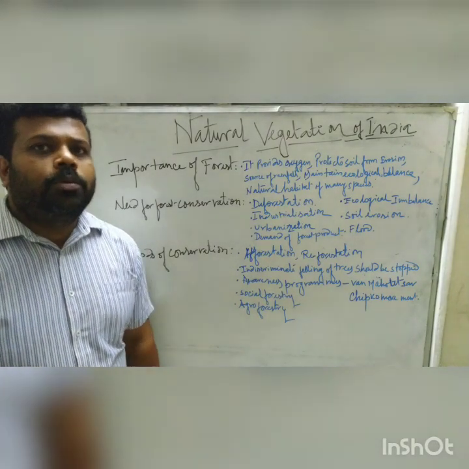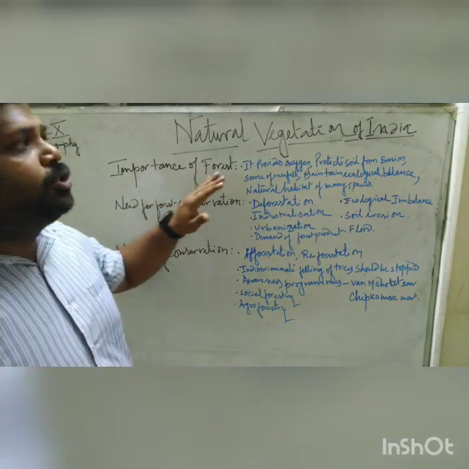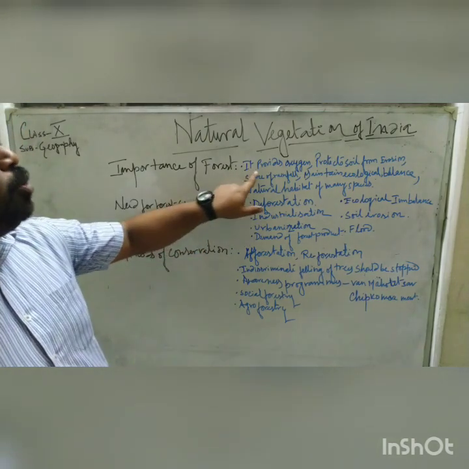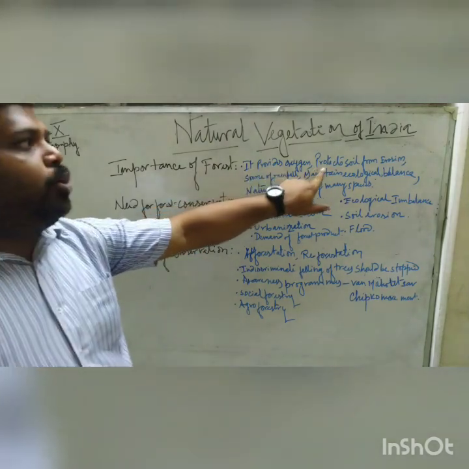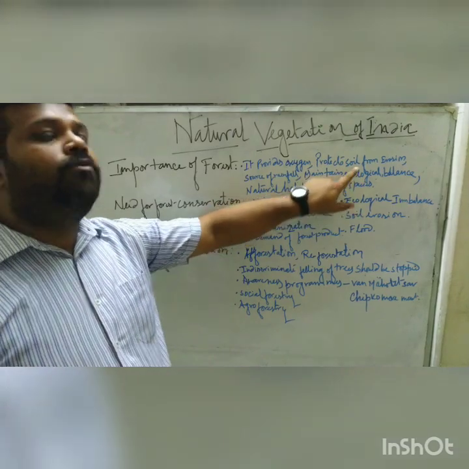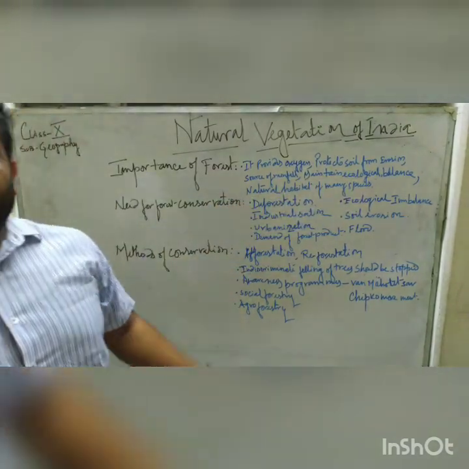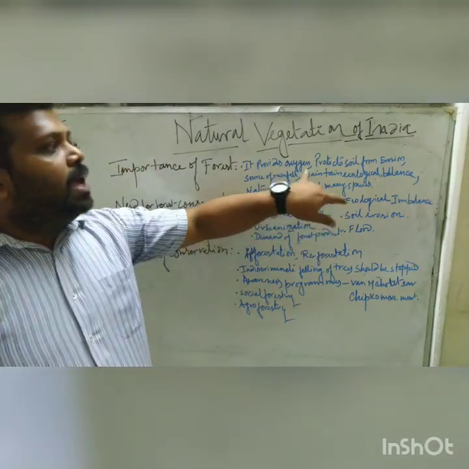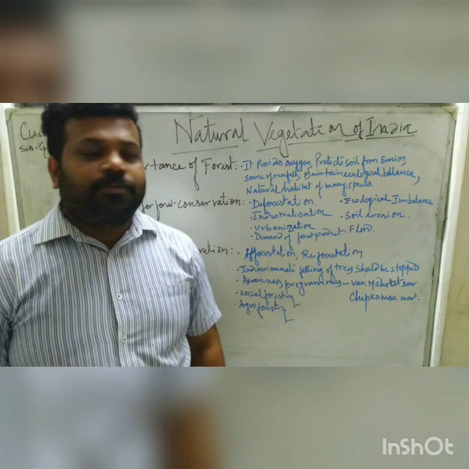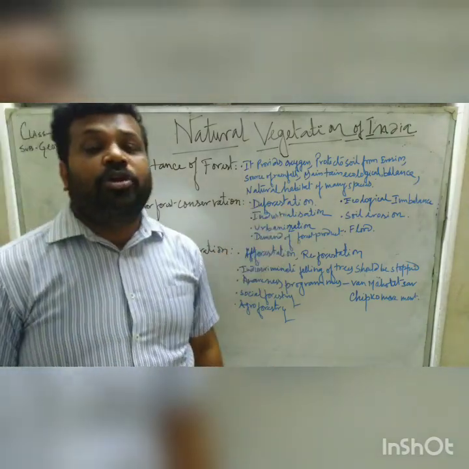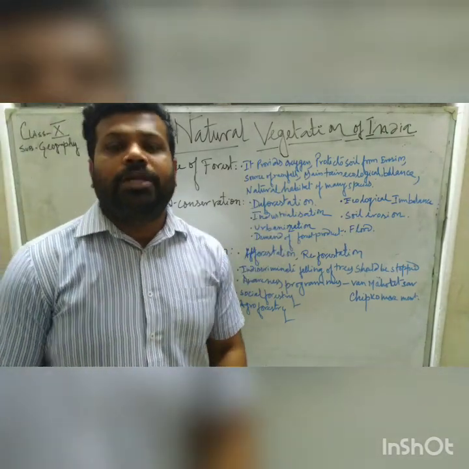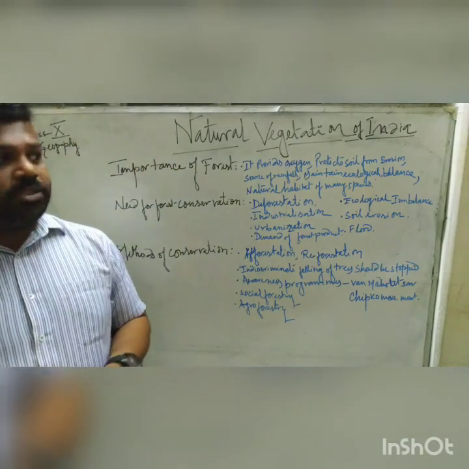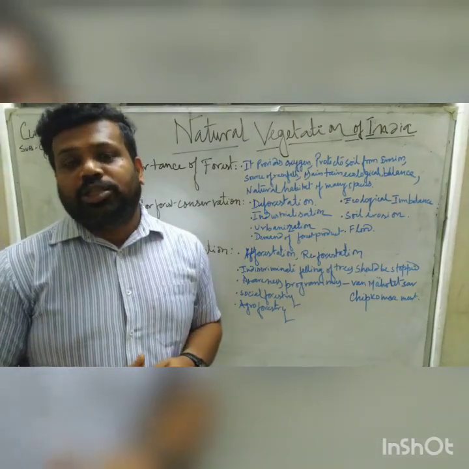So, now we will read about the importance of forest or the natural vegetation. So, what are the importance? We know that forests provide us oxygen. It protects the soil from erosion. It is a source of rainfall, or you can say moderator of the climate. It maintains ecological balance. It is a natural habitat of many species. So, forests help us both directly as well as indirectly. Forests are also referred to as index of prosperity.